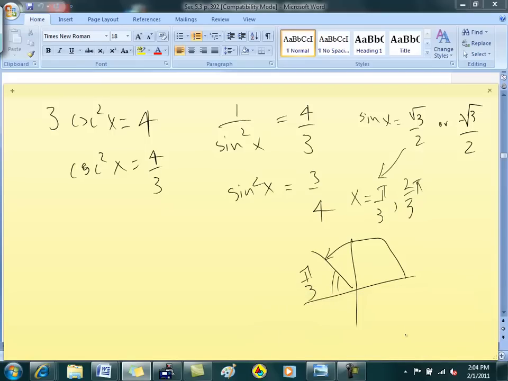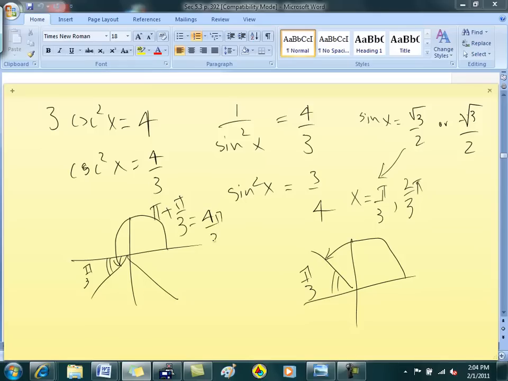Okay? So let me draw the answers out for this one here. So it's negative, so it's going to be in Q3 or Q4. Your reference angle is still pi over 3, but the angle you want is this, which is going to be pi plus pi over 3, hence 4 pi over 3. Everybody with me on that? Then the other angle is, this is your reference angle, which comes out of your friend's table, but the angle you want is this, which is going to be 2 pi minus pi over 3, which is 5 pi over 3. Okay, everybody get the idea?